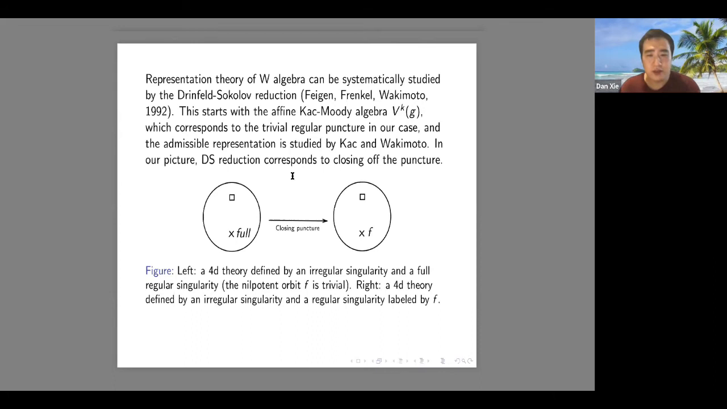On the one side, we have a theory labeled by the same irregular singularity and a regular singularity labeled by the trivial orbit. And then we have the so-called closing puncture operation, which means we change the label of the regular singularity and go into a different theory. So this Drinfeld-Sokolov reduction has an interesting field theory, or 6D, construction, a 6D picture here.